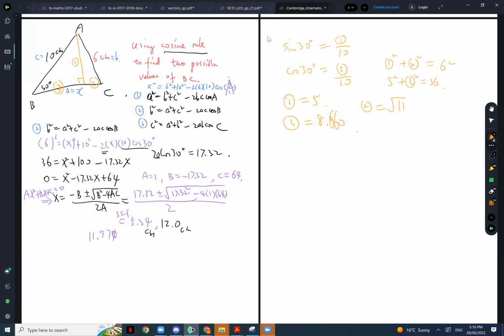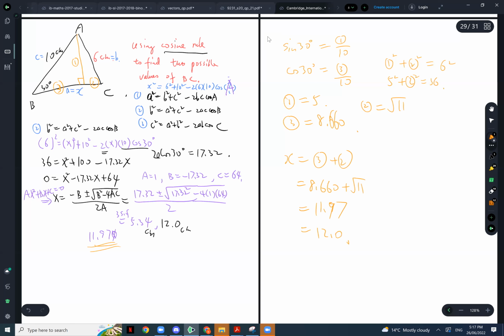I have to calculate using mine. Hello guys, how do we calculate x? 3 plus 2, which is... 11.97. Oh, here, check here, same. 11.66. 11.98. 12.0.